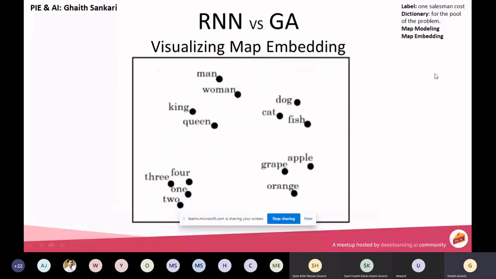The other thing is that we also need to visualize this map embedding. When we visualize it, we will be able to see the relationships. In fact, this is very easy, easier than visualizing the word embedding, because when we speak about the map, it's already visualized. So for the basic multi-travel salesman, this step is easier than what happens in NLP.